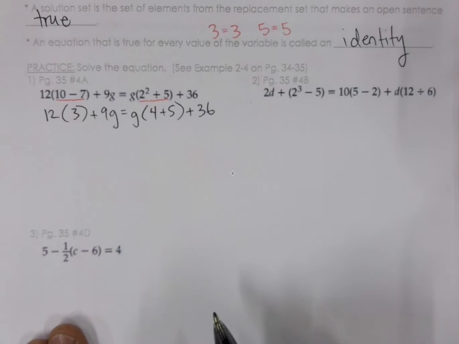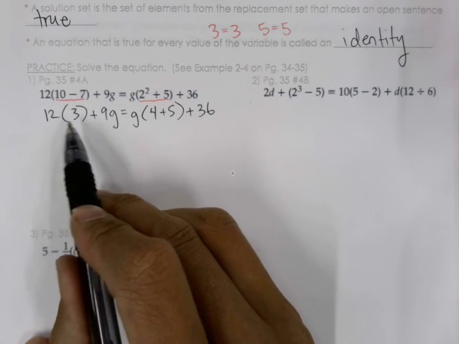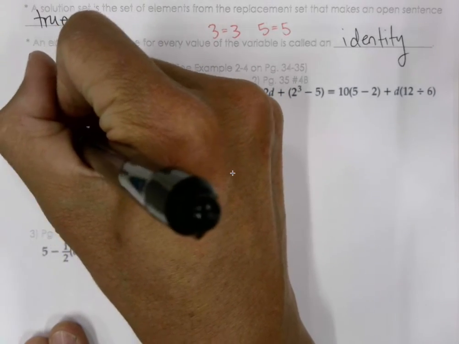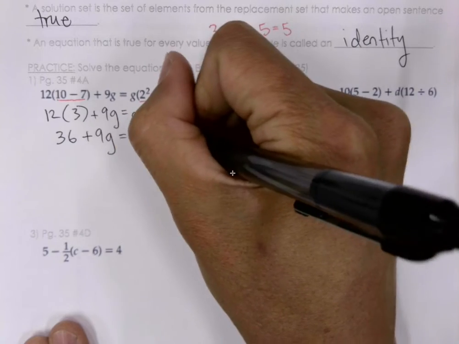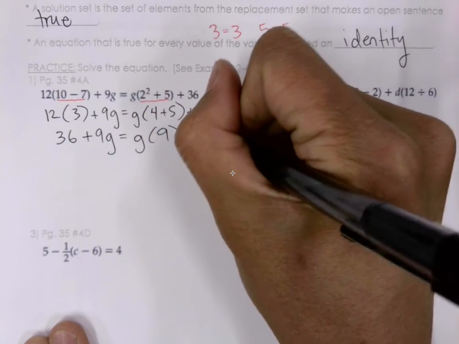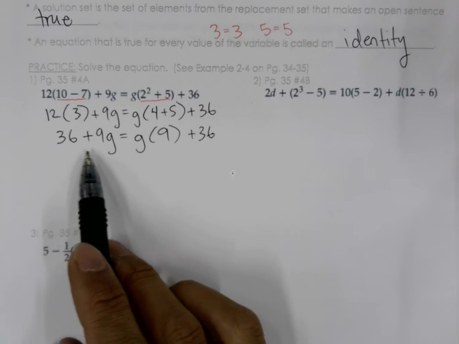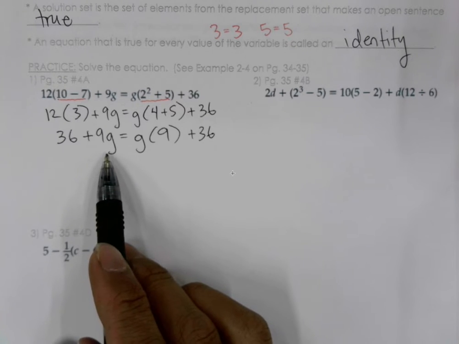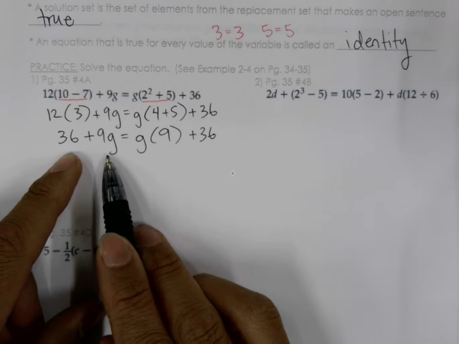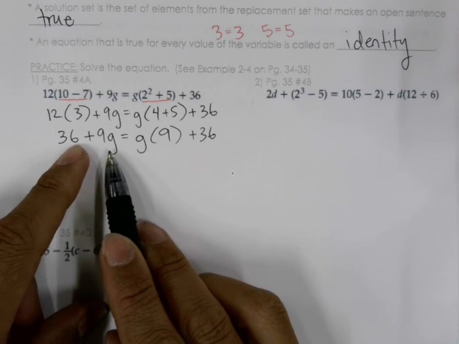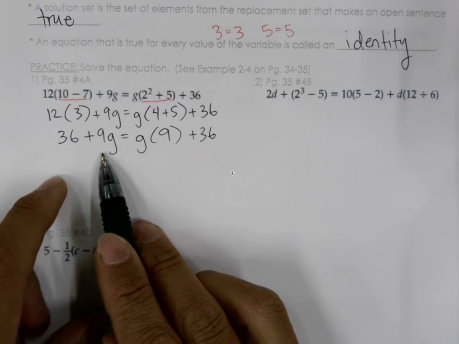So let's go ahead and add 4 and 5. And let's also multiply the 12 and the 3. This will leave us with 36 + 9g = g(9) + 36. Now we want to apply PEMDAS on the left side of the equal sign, but we can't because there are no like terms. Like terms, remember, have the same variable with the same power. So these two are not like terms, and we cannot simplify further.